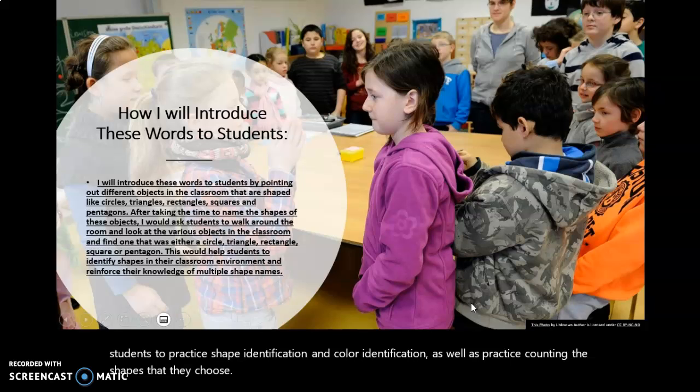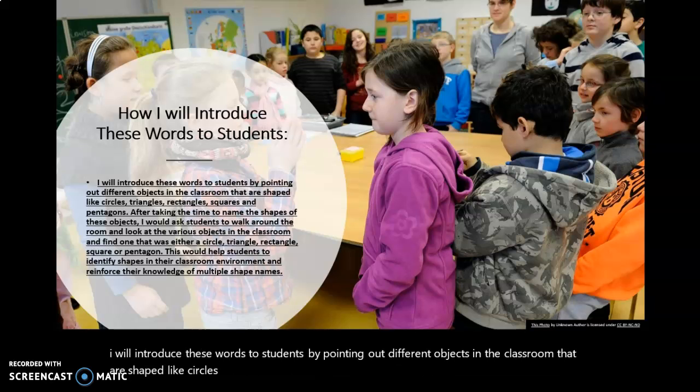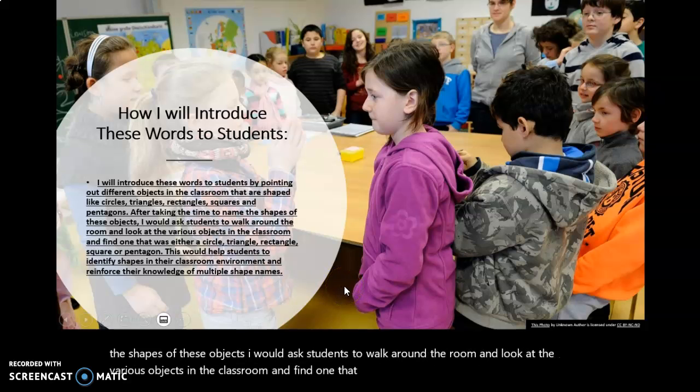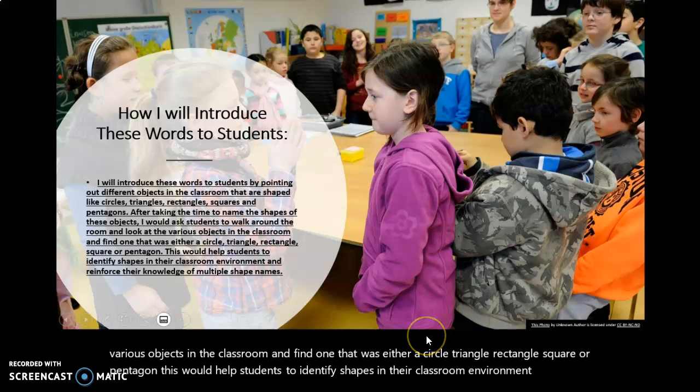I will introduce these words to students by pointing out different objects in the classroom that are shaped like circles, triangles, rectangles, squares, and pentagons. After taking the time to name the shapes of these objects, I would ask students to walk around the room and look at the various objects in the classroom and find one that was either a circle, triangle, rectangle, square, or pentagon. This would help students to identify shapes in their classroom environment and reinforce their knowledge of multiple shape names.